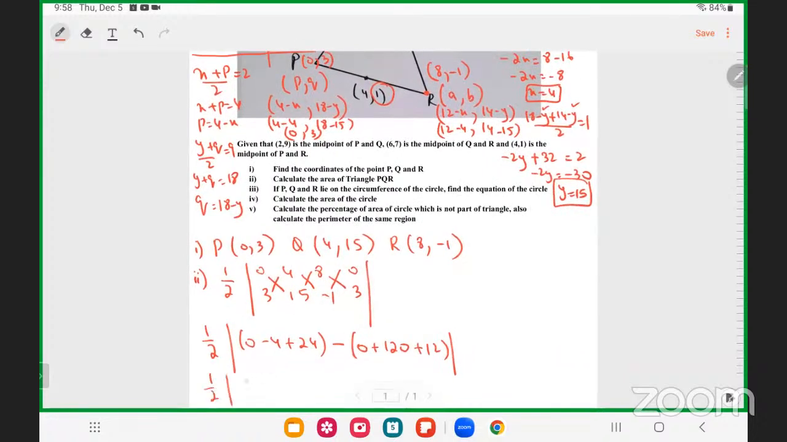Half of 20 minus 132. Half of 20 minus 132 is minus 112. Because of modulus, this will turn out to be positive, and 56 unit square is the answer. I hope this is clear to everyone.